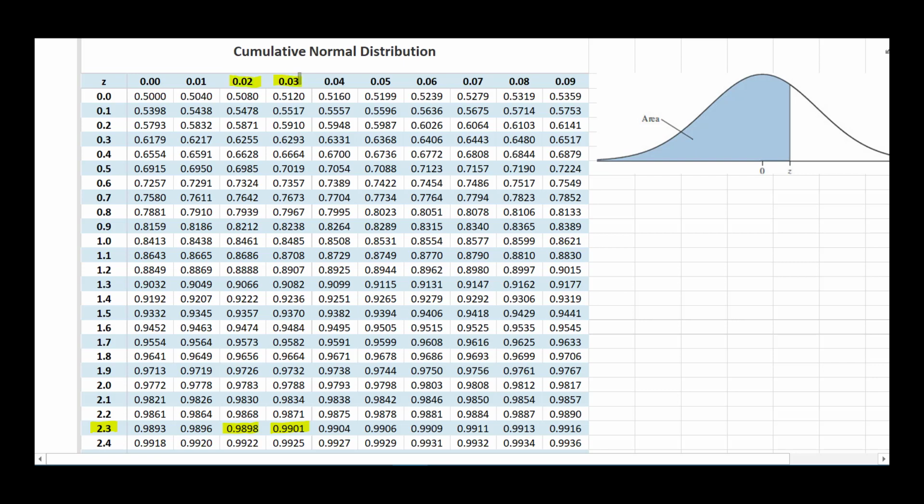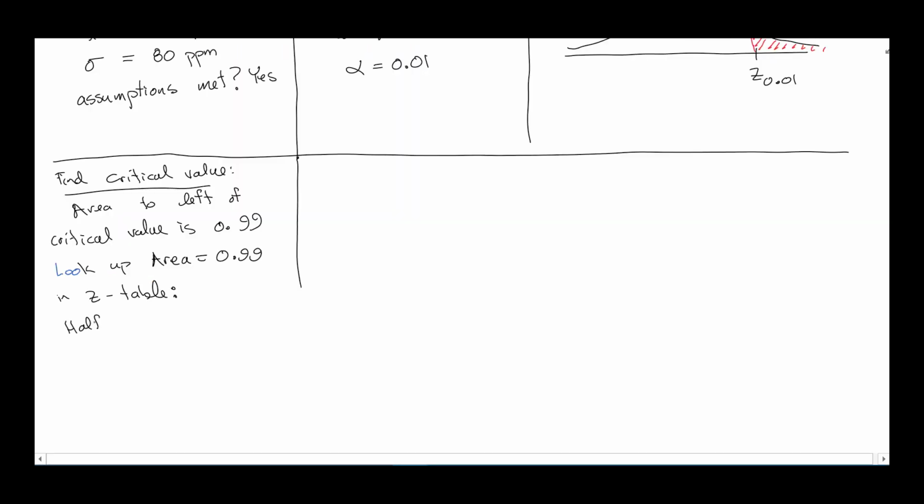Okay, so that means we're going to be halfway in between 2.32 and 2.33, right? And so it's going to be halfway in between these. If you want, you can write them as 2.320 and 2.330, and that makes it easier to see what's halfway in between them.